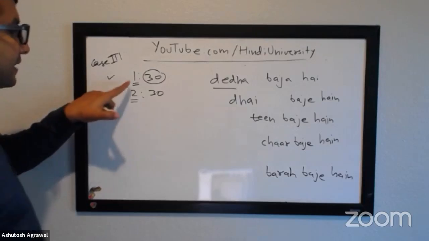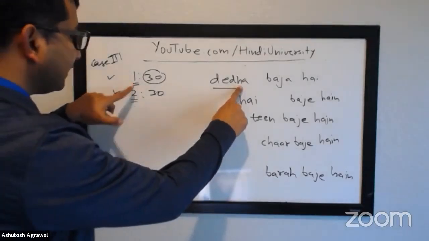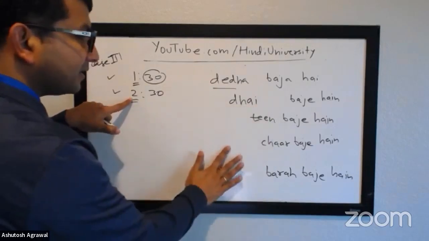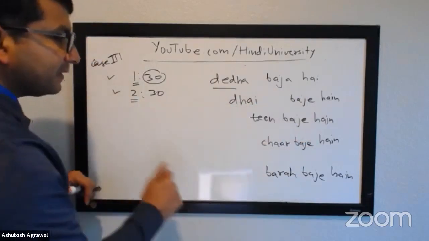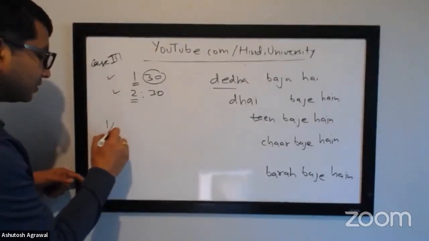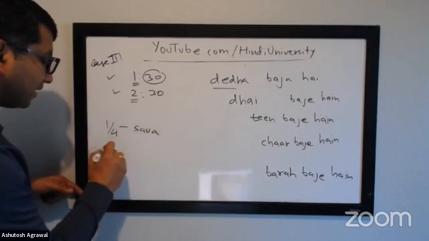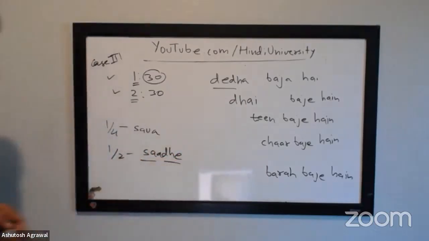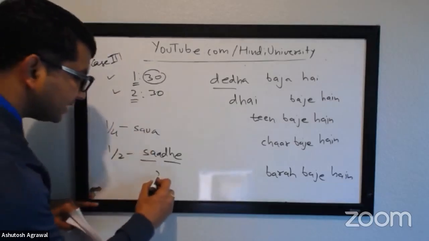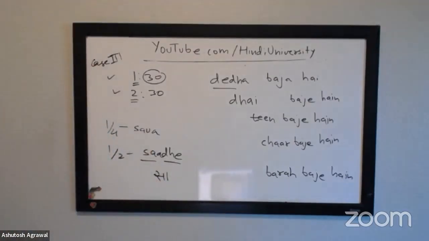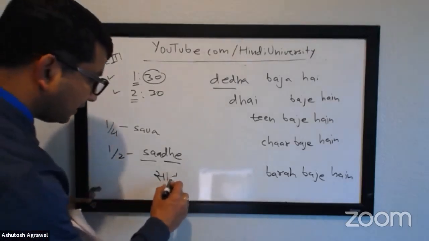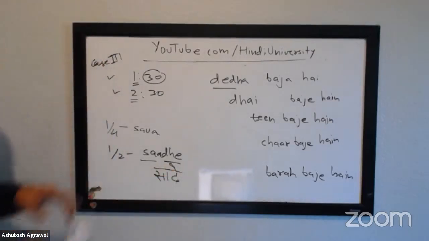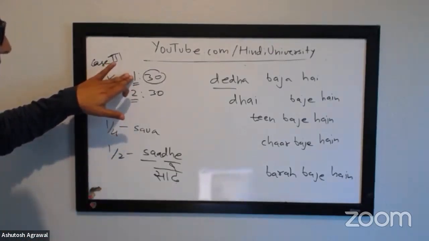Just to recap, for case number 3, if it is 1:30, you will say ded baja hai. For 2:30, it's dhai baje hai. Okay? For the rest of it, for 1/4 you had sava. Half is called sade. So there are some vocabulary words that some of you are familiar with, some of you are probably hearing for the first time. You will say sa and then re, sade. Okay, sade.